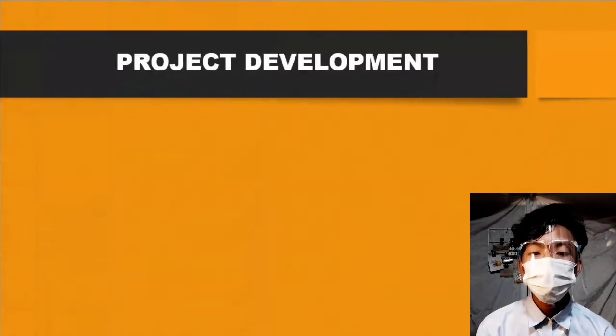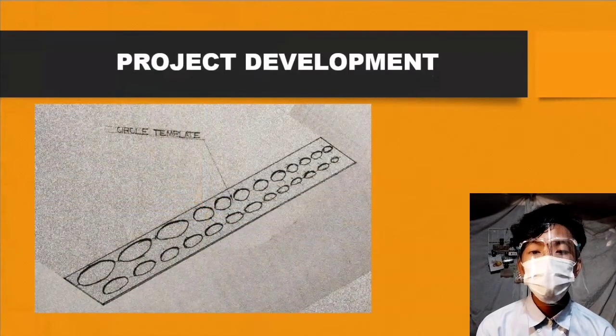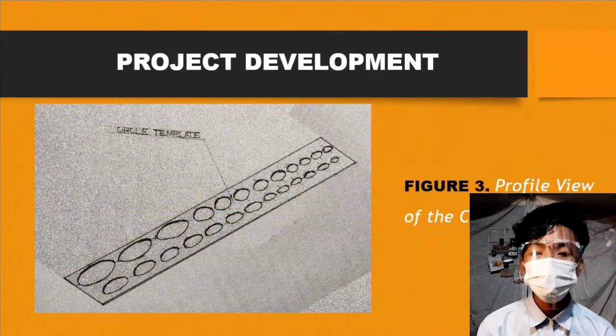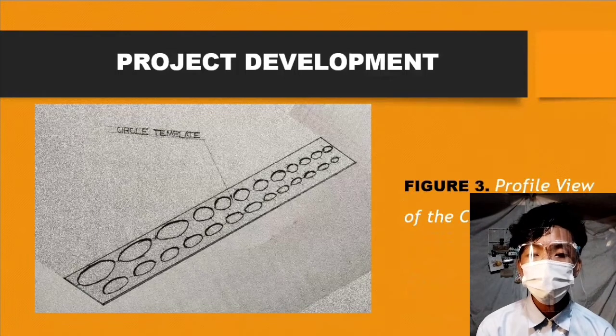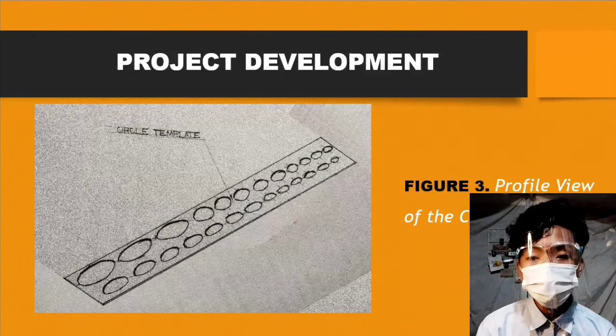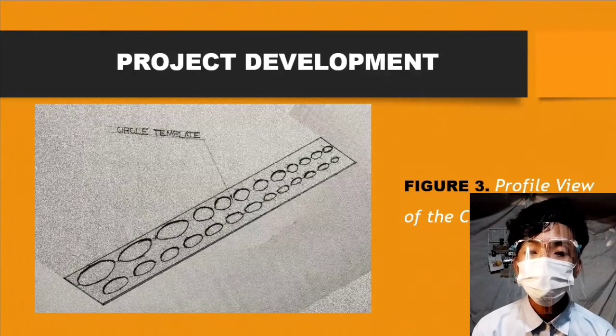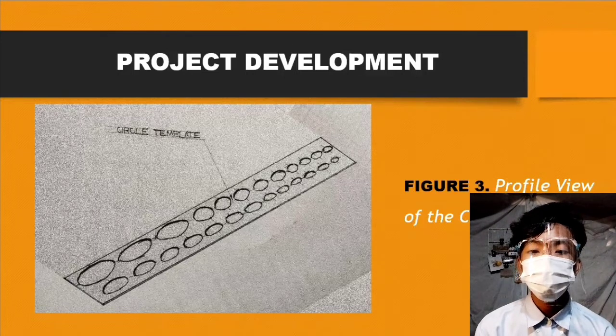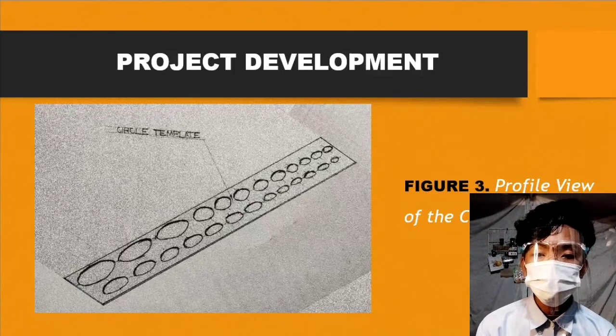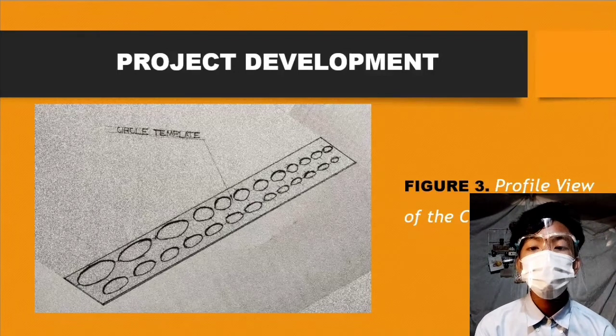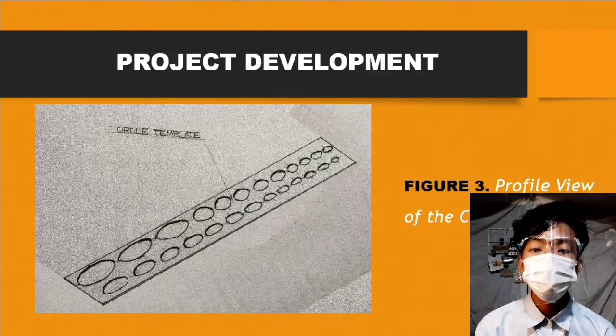And in figure 3, profile view of the circle template. In this figure, we can see the circle template that the researchers wanted to attach inside the T-square body to make their product. The researchers used 2 materials such as 1 piece of cut circle template and 1 bottle of permanent ink to achieve the exact thing that the researchers needed.